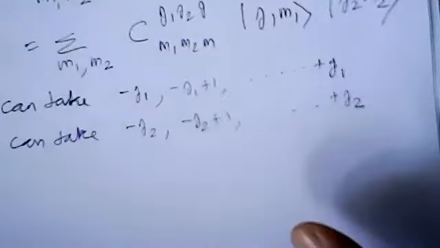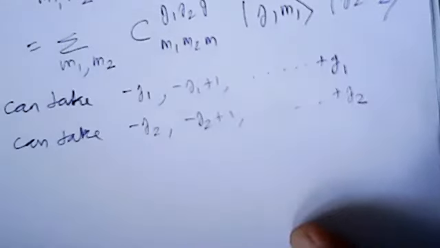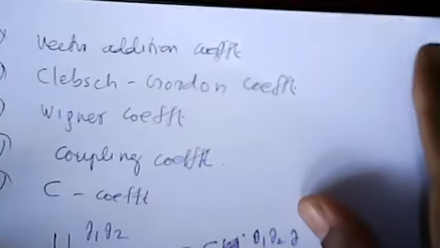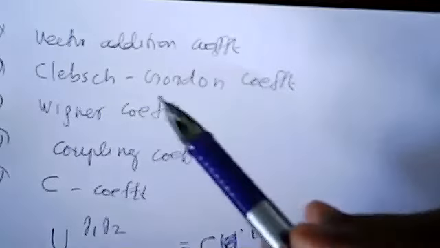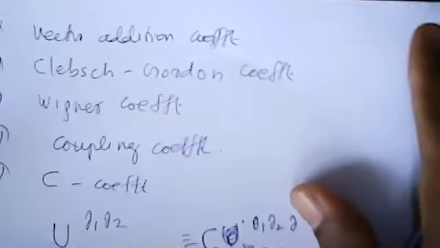Now we are going to find what is C, what is the exact form of C. I will use the name Clebsch-Gordon coefficient. Later I will explain the other coefficient. In the case of addition of three angular momenta, the coefficient is known by another name. So in the case of adding two angular momenta, I use the name Clebsch-Gordon coefficient.